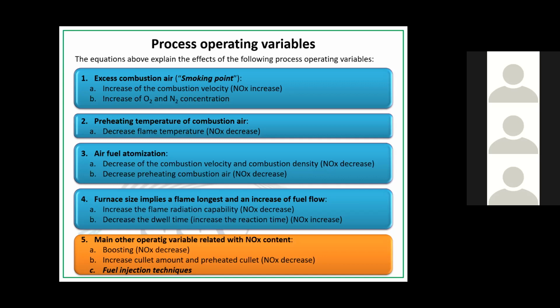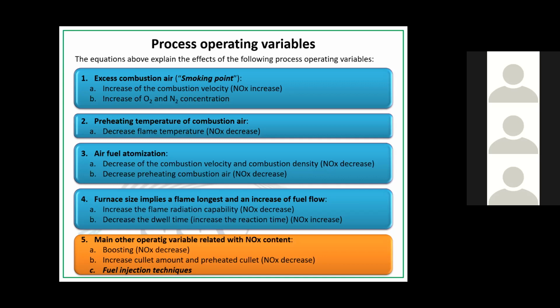There is a way of reducing the velocity of the combustion and the density of the combustion. With combustion density, I mean the amount of energy you put inside the melting chamber. When there is a high density of combustion, there is a NOx increase. So a decrease in that means a NOx decrease.